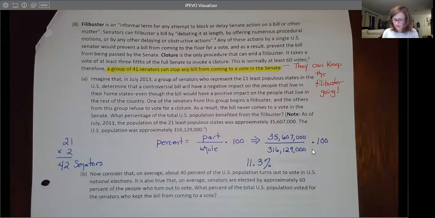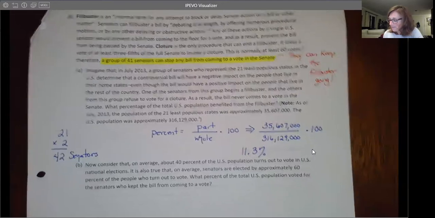Times 100. Yep, 11.3%. So that means 11.3% of the population is going to benefit from this bill not going to the floor. That's a very small percentage of the population that is stopping this filibuster, right? That is not many people. So that means that close to 90% of the population would have benefited from it, that these senators are looking out for their state.